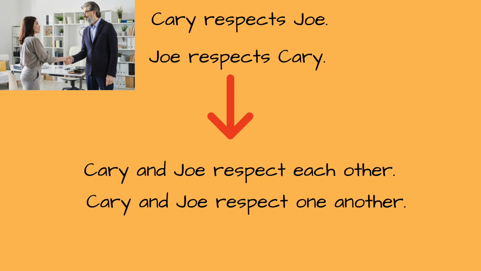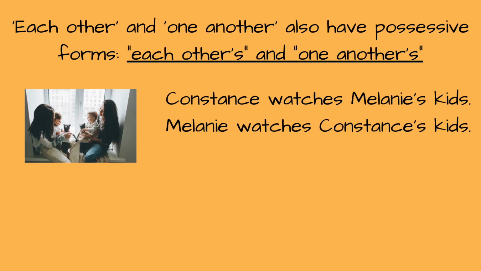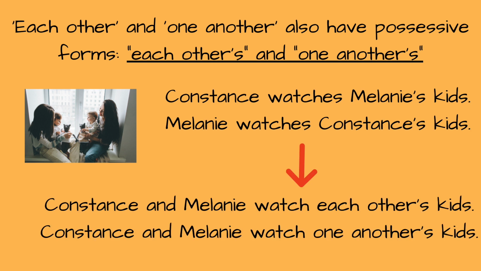And each other and one another can also be possessive pronouns. For example, let's say Constance watches Melanie's kids, and Melanie watches Constance's kids. How could we simplify? How could we shorten this idea? Well, instead of writing two sentences like I've done, I could just say Constance and Melanie watch one another's kids, or Constance and Melanie watch each other's kids.